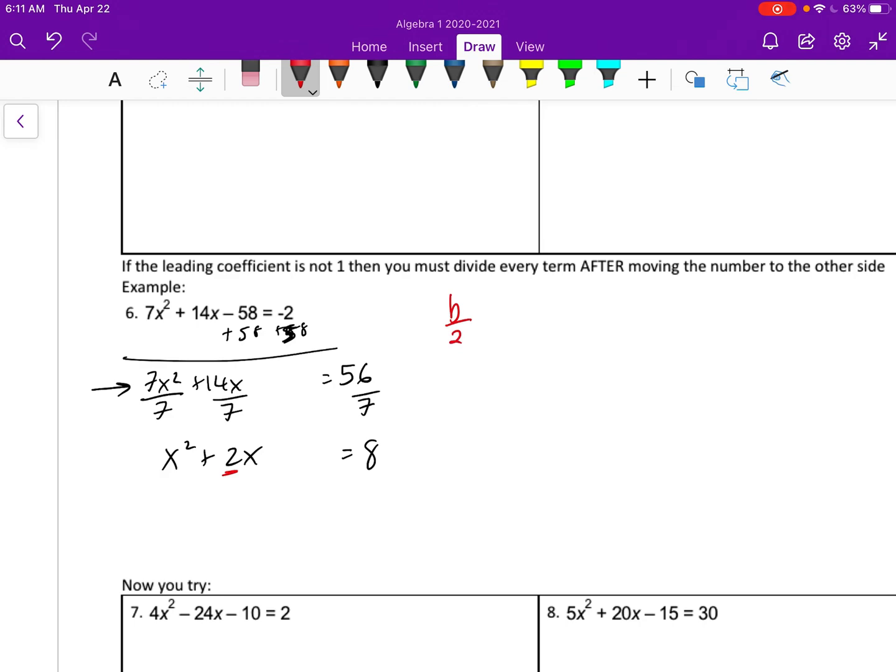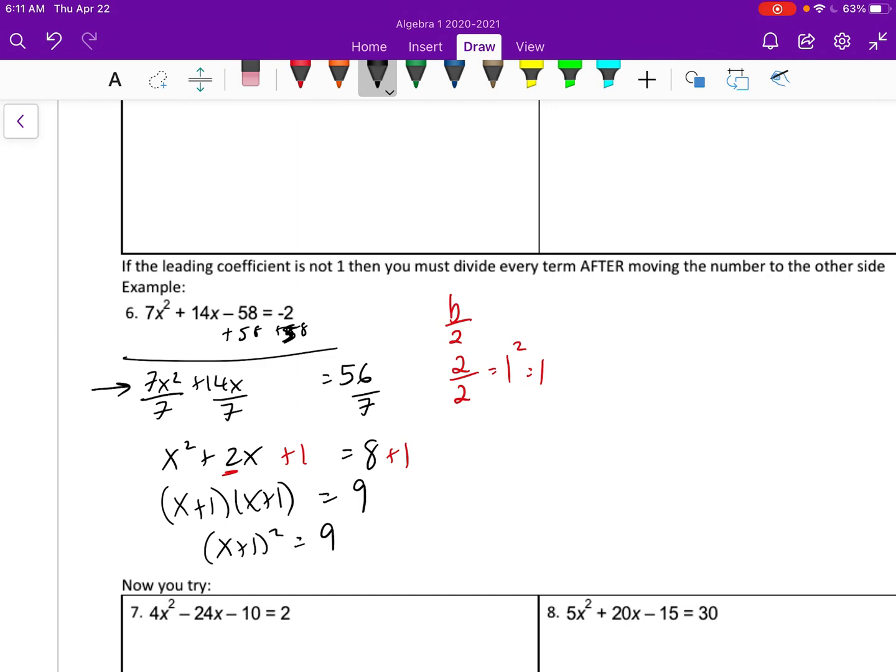So we're going to take our b divided by 2, and then we're going to square it. So once again, 2 divided by 2, that's 1, and 1 squared is 1. So that's what I'm going to add to both sides. Now I'm going to factor. This is x plus 1 times x plus 1. We've done this one just really similarly. Equals 9. And now we're going to write it as x plus 1 squared equals 9.